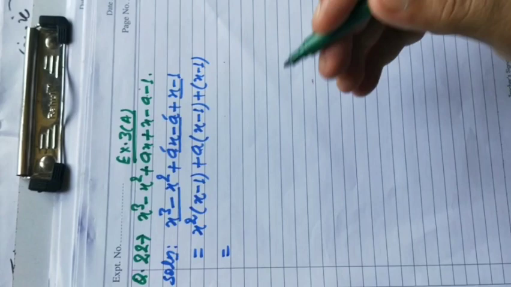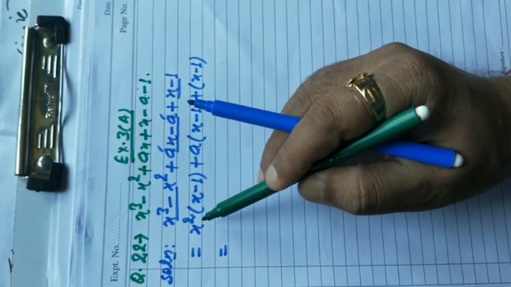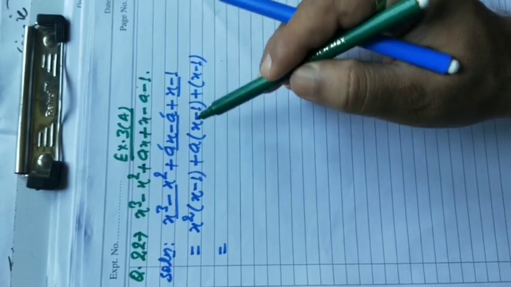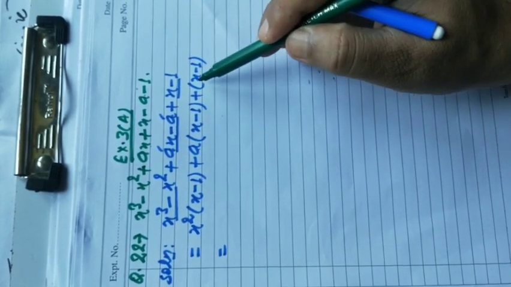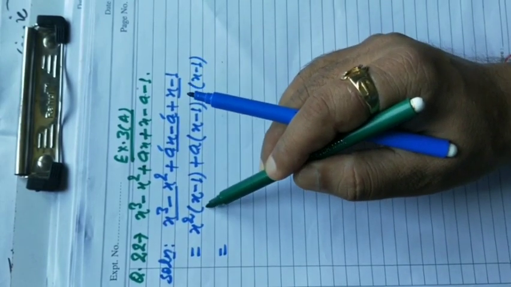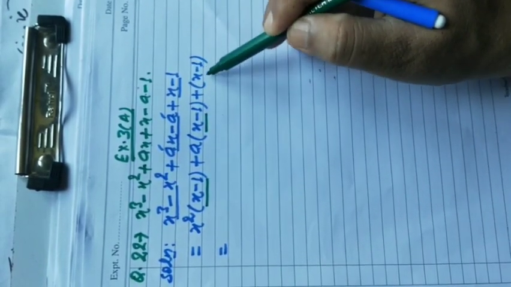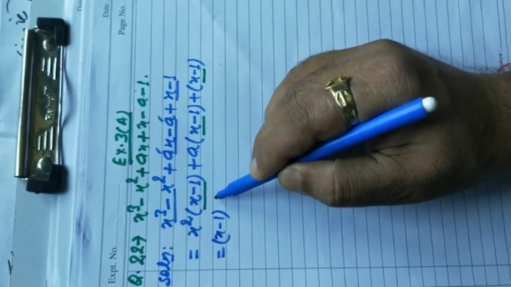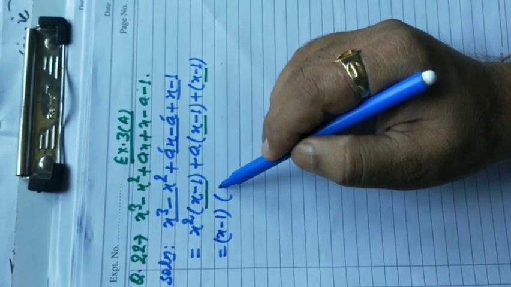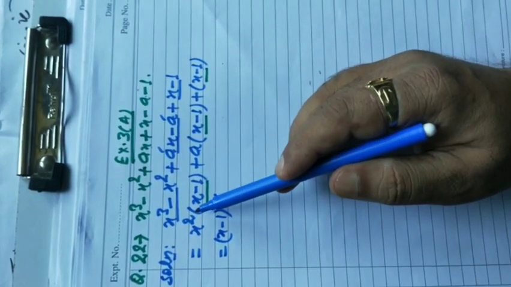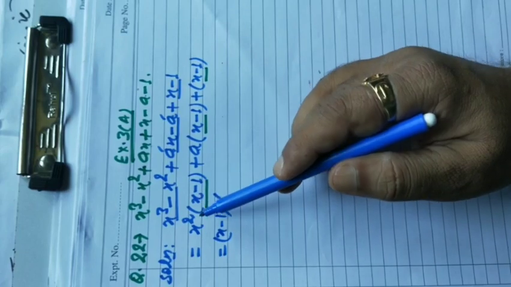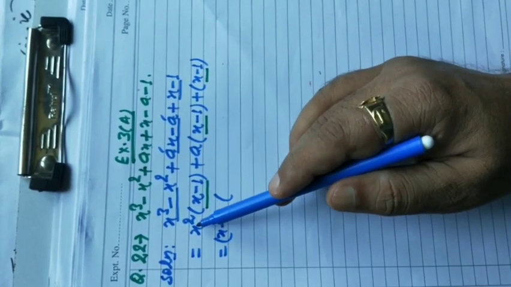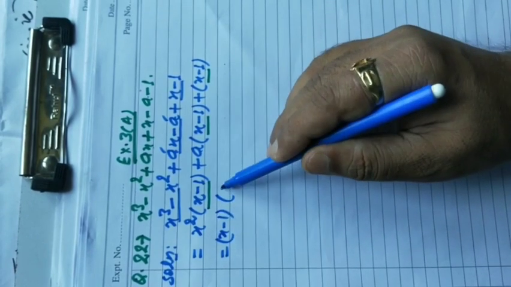Now you can see x − 1 is there in all 3 terms. Now we have 3 terms: x² into (x − 1) is the first term, a into (x − 1) is the second term, and (x − 1) is the third term. So x − 1 is common in all these 3 terms, so take x − 1 as common and then put the bracket. Now you have to divide each term by x − 1. Then when the first term is divided by x − 1, what will be left? x² will be left here.